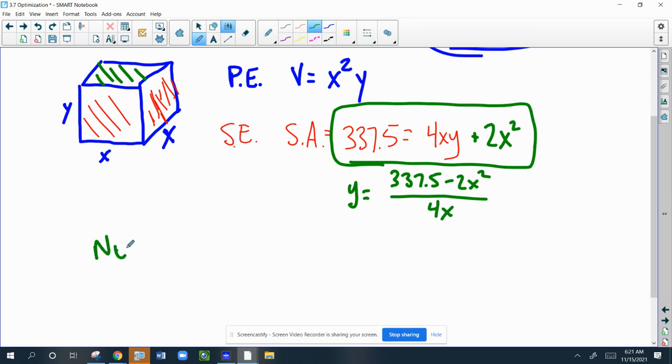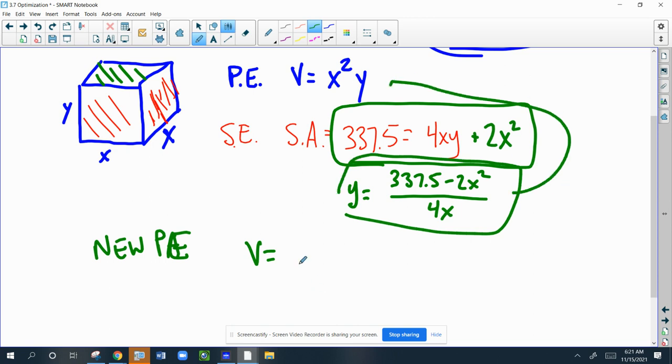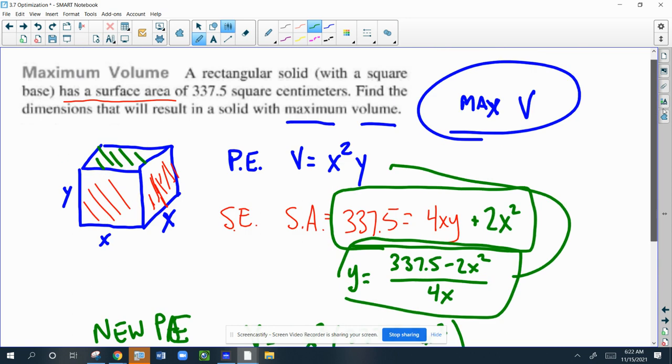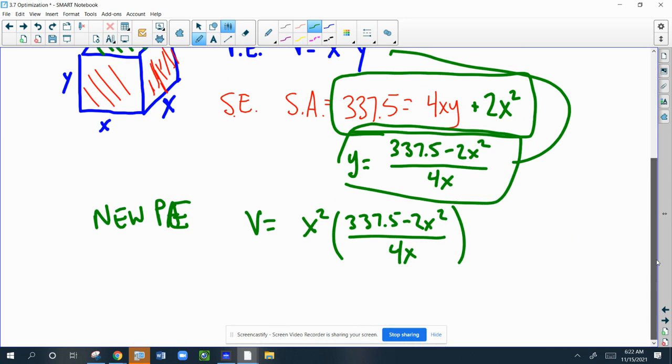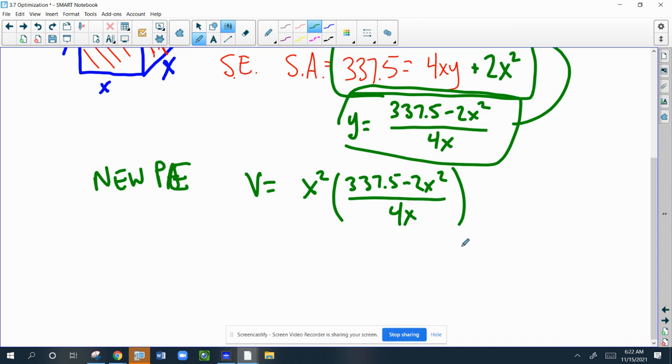Our new primary equation, which would be the one with now only one independent variable, obtained by plugging in for y, would be x squared times y, which we said is 337.5 minus 2x squared all over 4x. So we've gotten our equation. Now we just have to find the min or max. And we're looking for a maximum volume, so we have to find out the dimensions that will produce a maximum V.